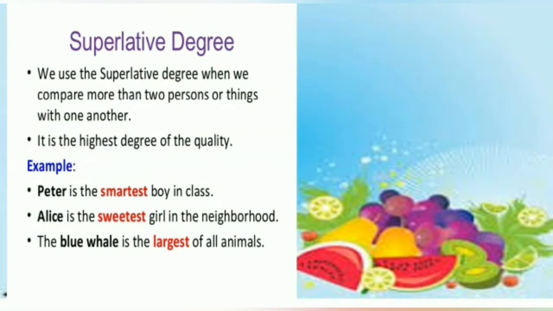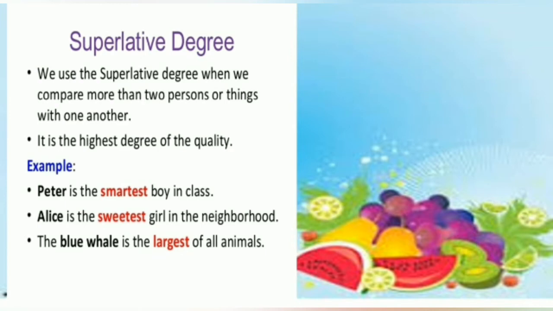Let us see what is superlative degree. We use the superlative degree when we compare more than two persons or things with one another. It is the highest degree of quality. If you want to compare one person or thing with more than two persons or things, we use superlative degree. So we should add est or most to the adjective.